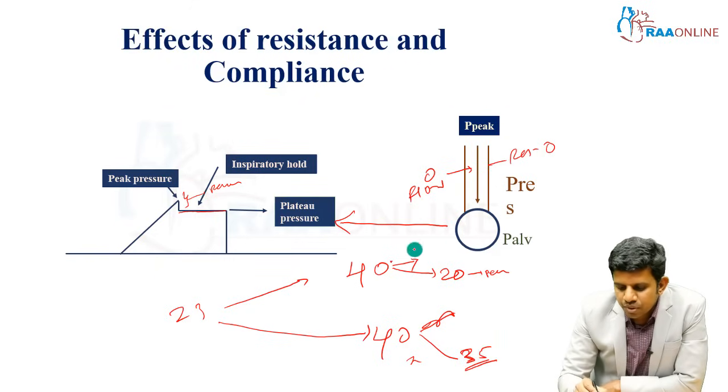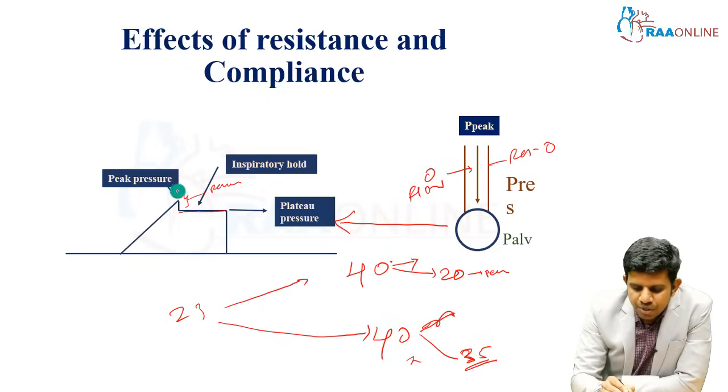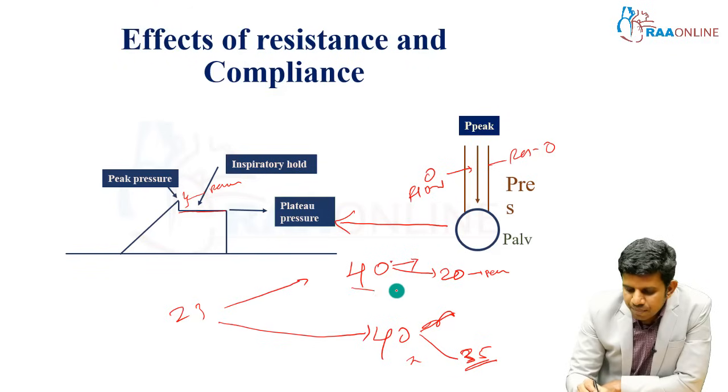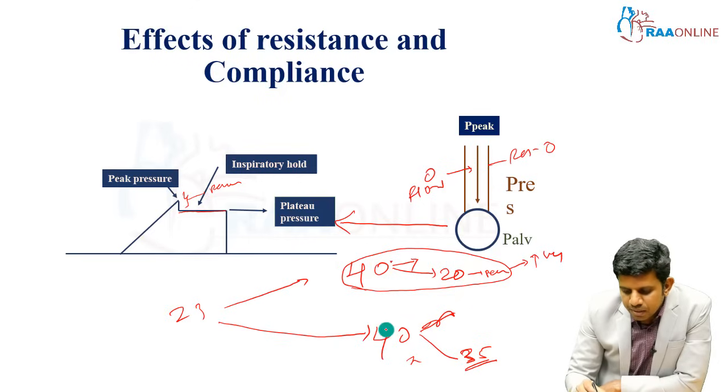So this 20 centimeter means that the pressure, when I hold the inspiratory pause, dropped from 40 to 20. It means the pressure rise is predominantly contributed by the resistive component. So here the problem is the high peak pressure because of the high resistance. Here the peak pressure is 40, and at the inspiratory hold it doesn't change much, still it is 35.